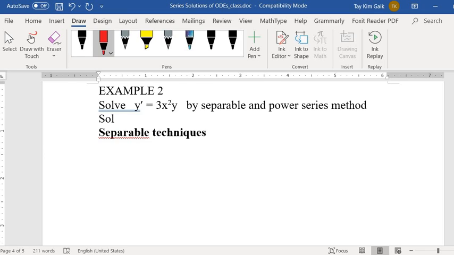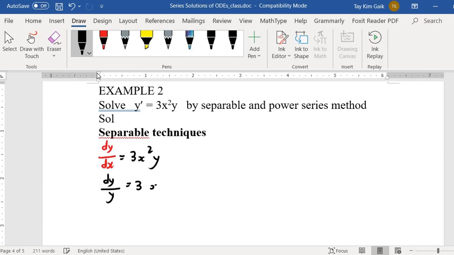So y prime is dy dx equal to 3x squared y. So bring y to dy, bring dx to 3x squared. So you have dy over y equal to 3 times x squared dx. Then integrate both sides. Integrate 1 over y dy, you get ln y. This one you get x cubed plus c.